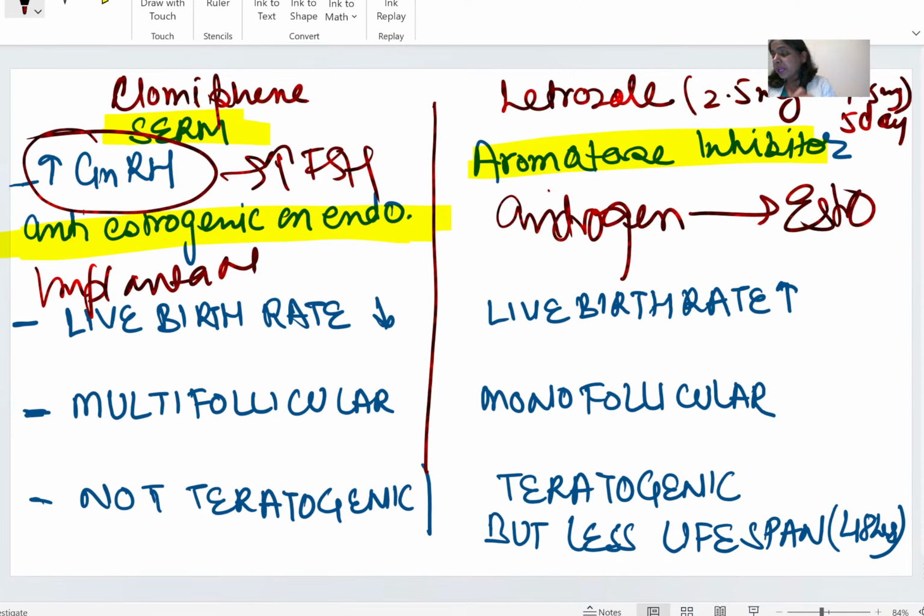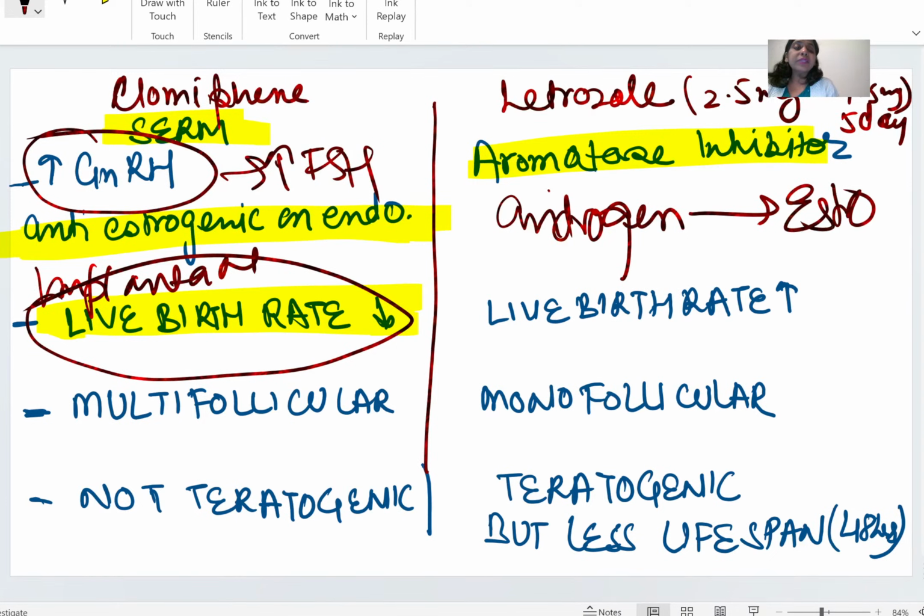Okay, implantation becomes a problem. So the live birth rate decreases. Ovulation occurs due to the increase in FSH, but it is anti-estrogenic on the endometrium, so implantation becomes very difficult on the thin endometrium and the live birth rate decreases. That is why, because we are not getting pregnancy, because we are not getting a fetus, the live births, that is why letrozole has replaced it.